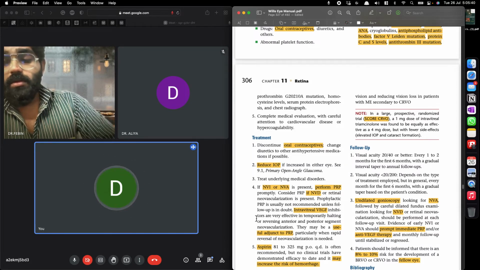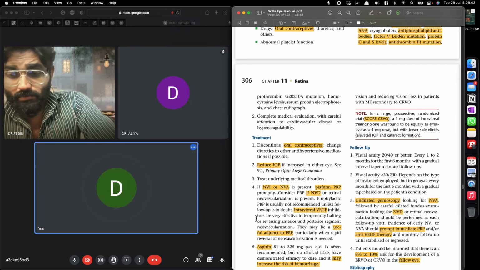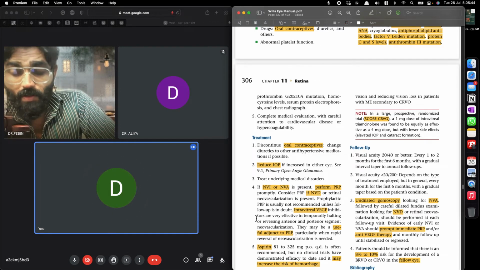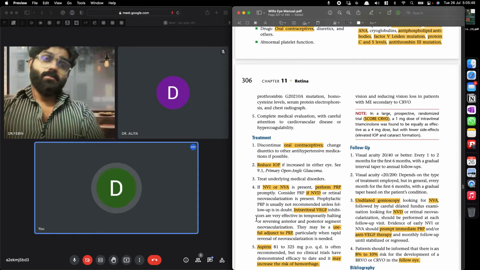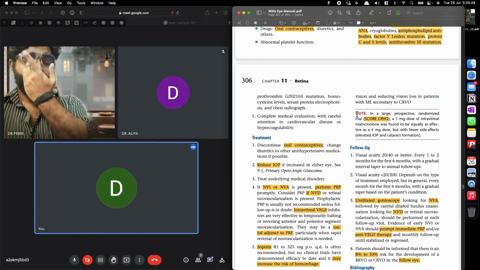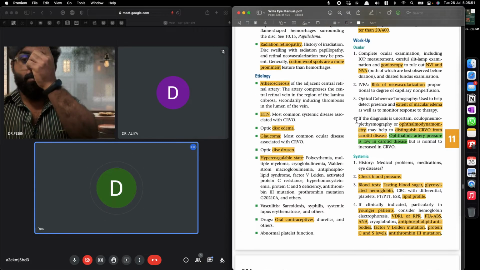If it's non-ischemic, then 2 months. Call him every 2 months. But either way, do call him after every interval in the 6 month duration. This will complete your answer for CRVO.